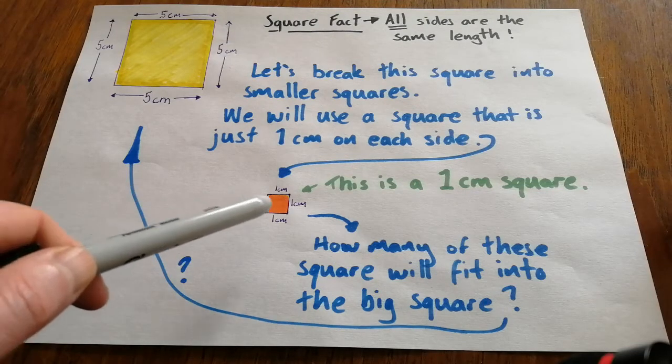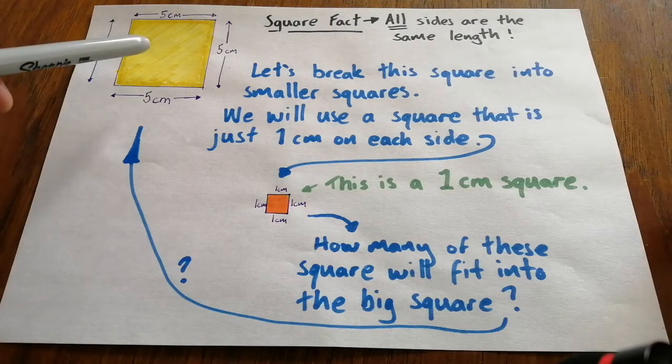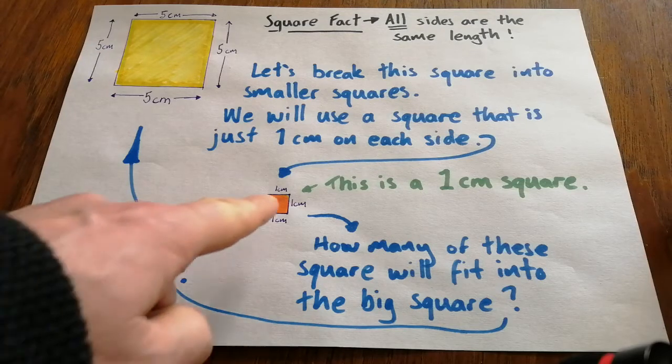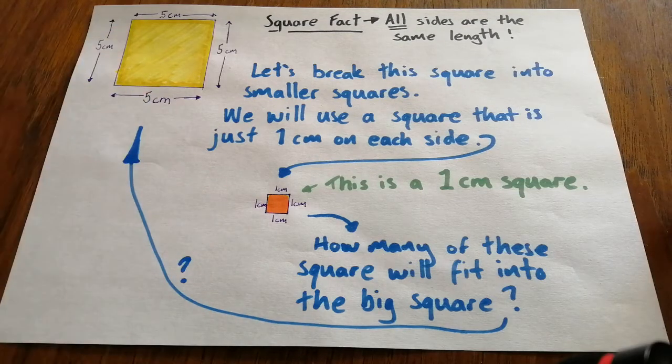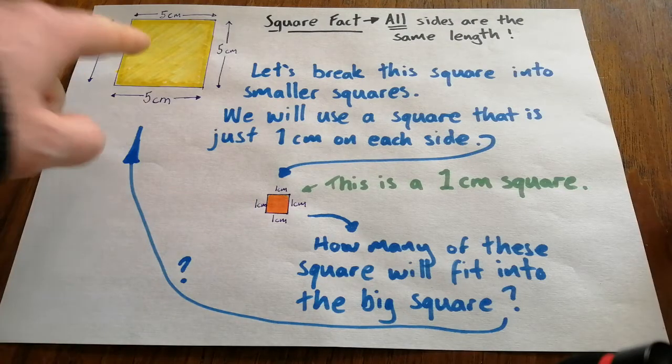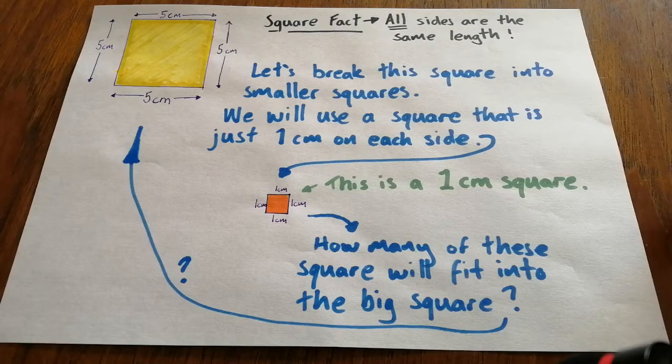Now, how many of these will fit into that square? You may be forgiven for thinking, well, if that's a 5 centimetre square and that's a 1 centimetre square, we'd probably fit 5 in there. That would kind of make sense if you think about it, but if I look at that, I think I could get much more than 5 in there. So let's take these little squares and see how many we can fit in there. Let's try that now.